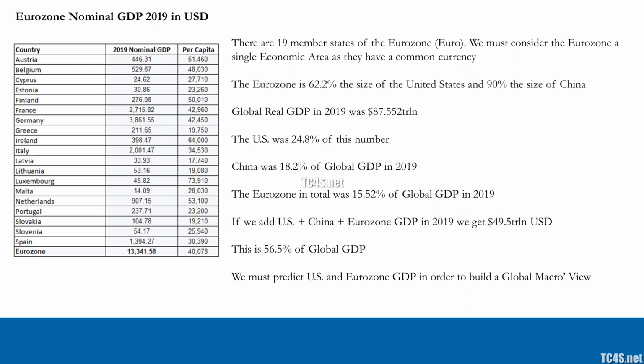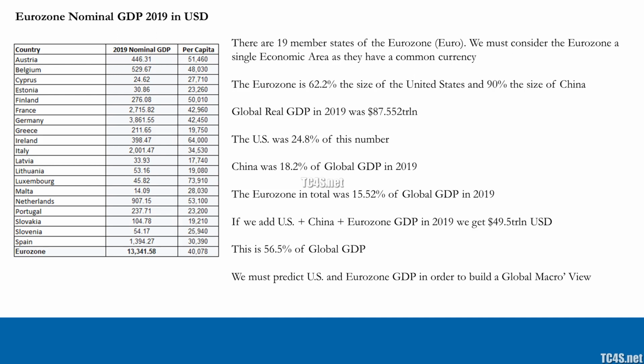Now, global real GDP in 2019 was 87.5 trillion. The US was just under 25% of that number. China was just over 18% of that number. The Eurozone was 15.5% of that number. If we do the exercise where we add the US plus China plus the Eurozone in 2019, what do we get? We get to 49.5 trillion US dollars. What does that mean? That's 56.5% of global GDP.